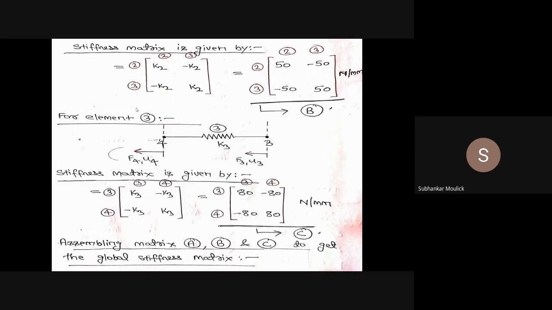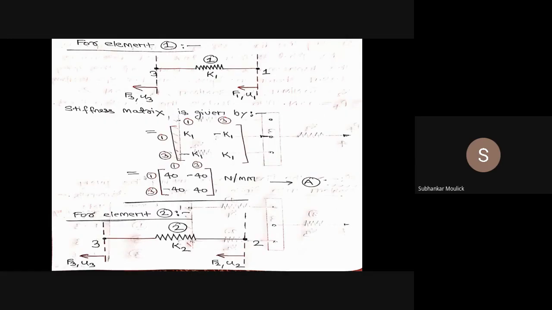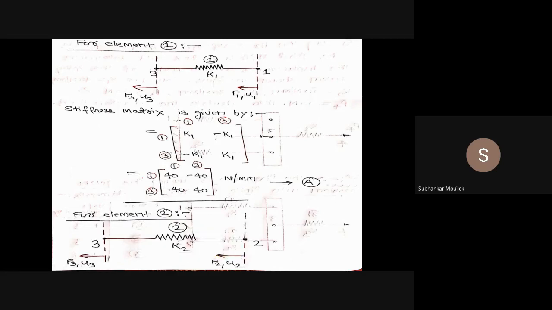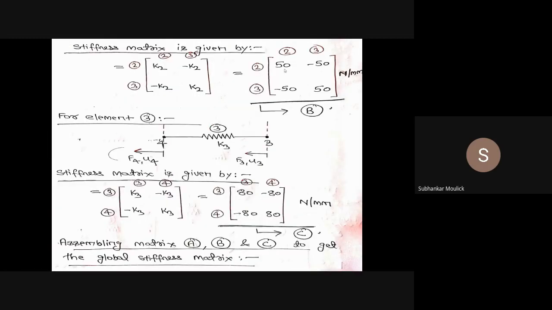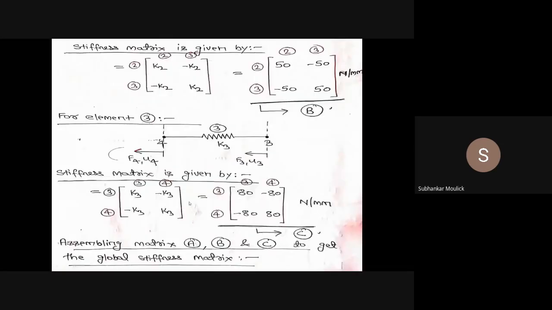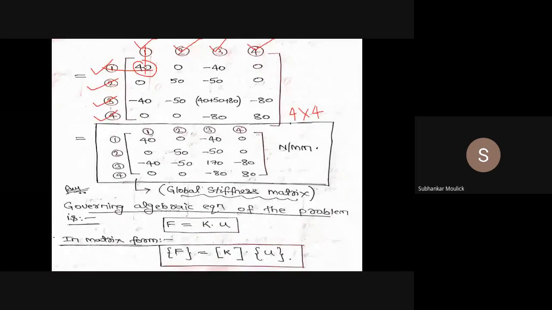So let us find it from matrix A. Yes, this is 1 cross 1, and the value is 40. In matrix B, there is no 1 cross 1. In matrix C, there is no 1 cross 1. So the resulting value of 1 cross 1 is 40.